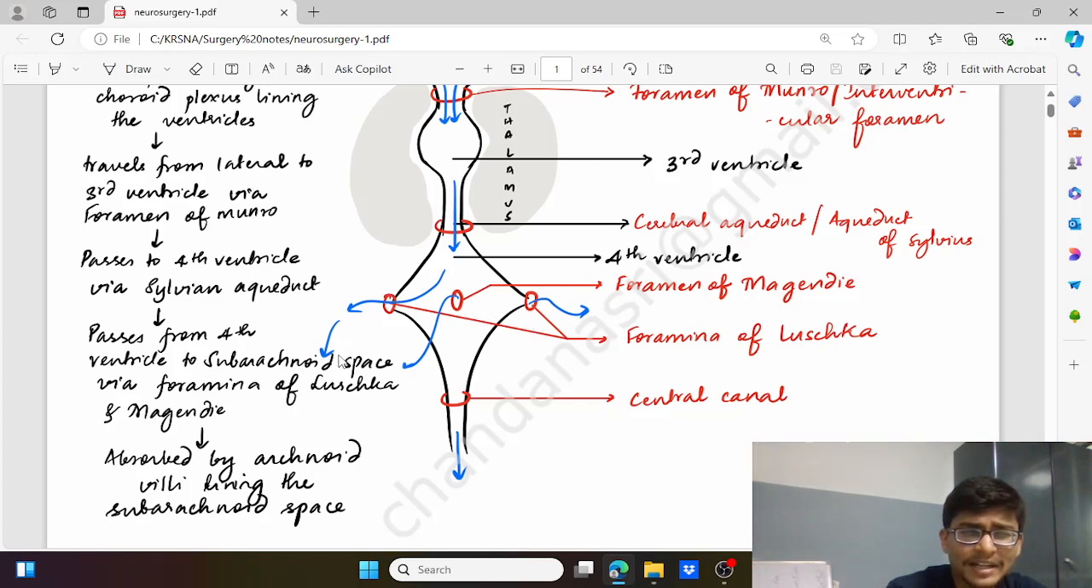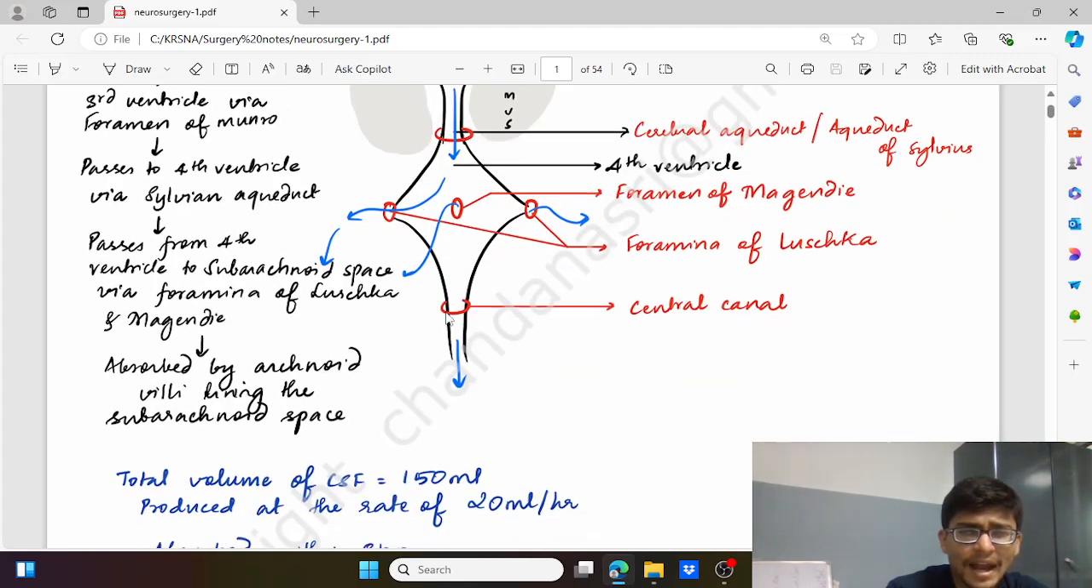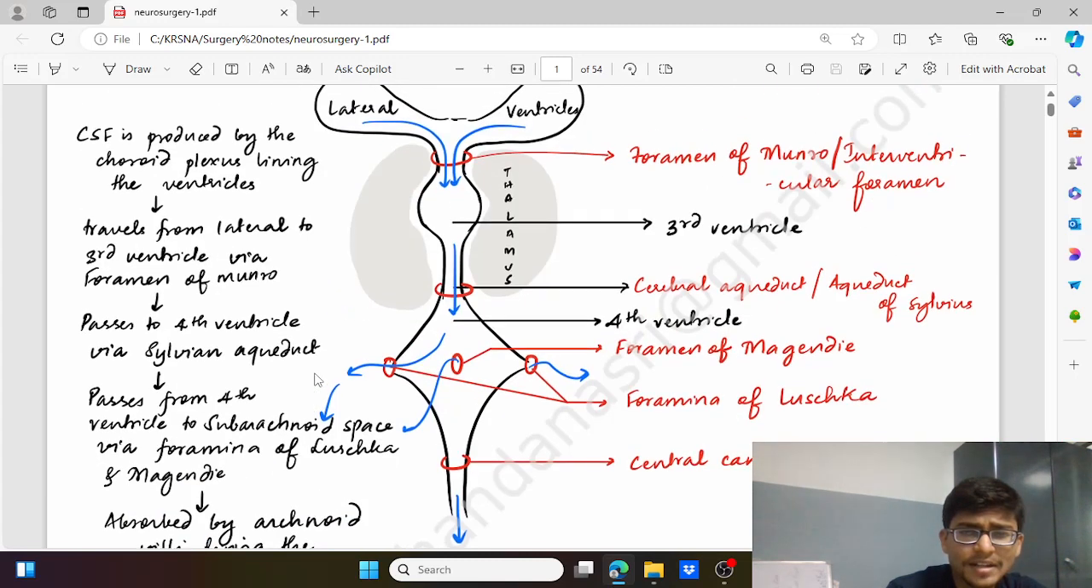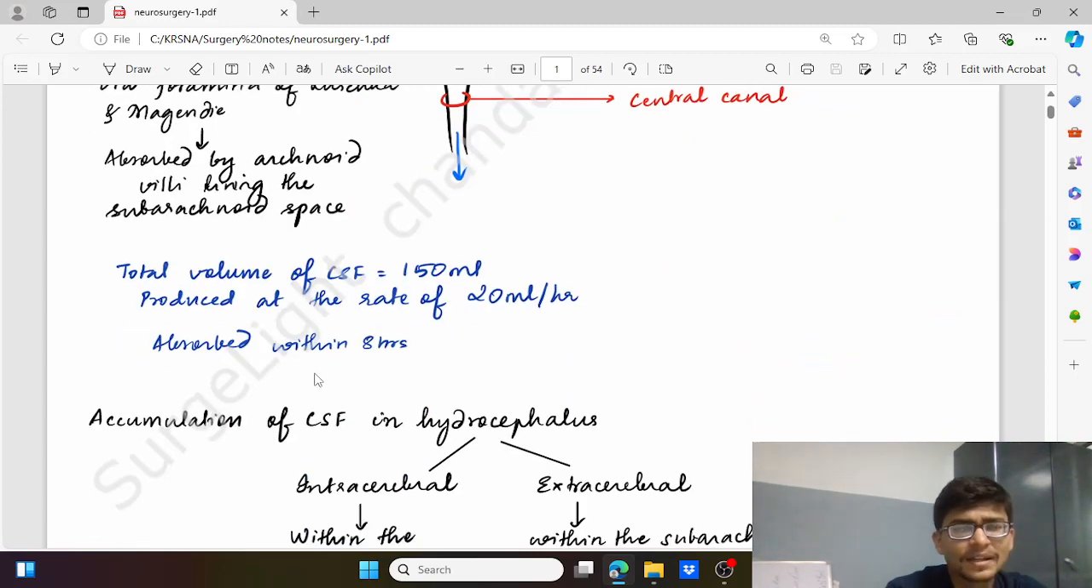From there it will be connected to the subarachnoid space, and below it will be connected to the spinal cord canal through the central canal. And in the subarachnoid space, it will be reabsorbed by the arachnoid villi, which will reabsorb the CSF.